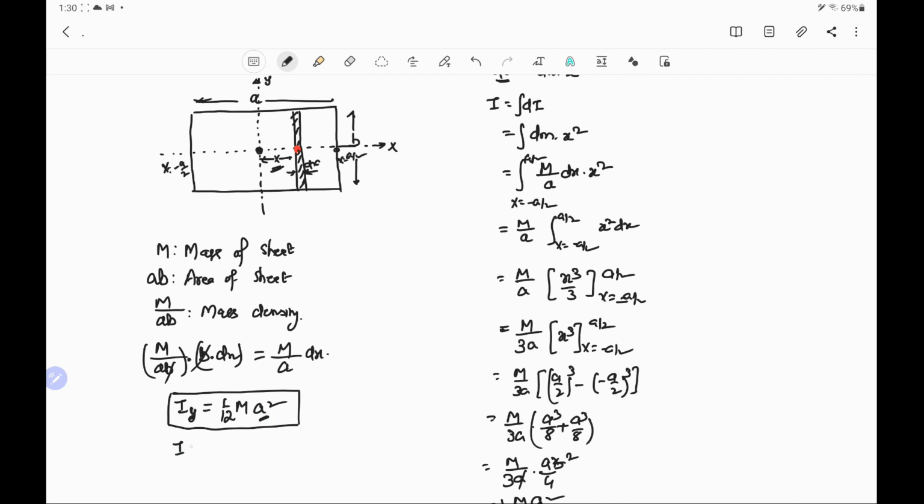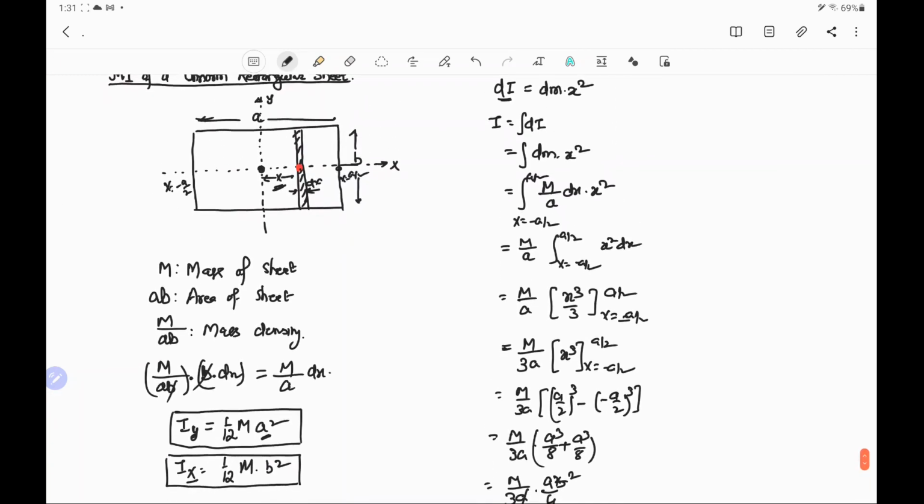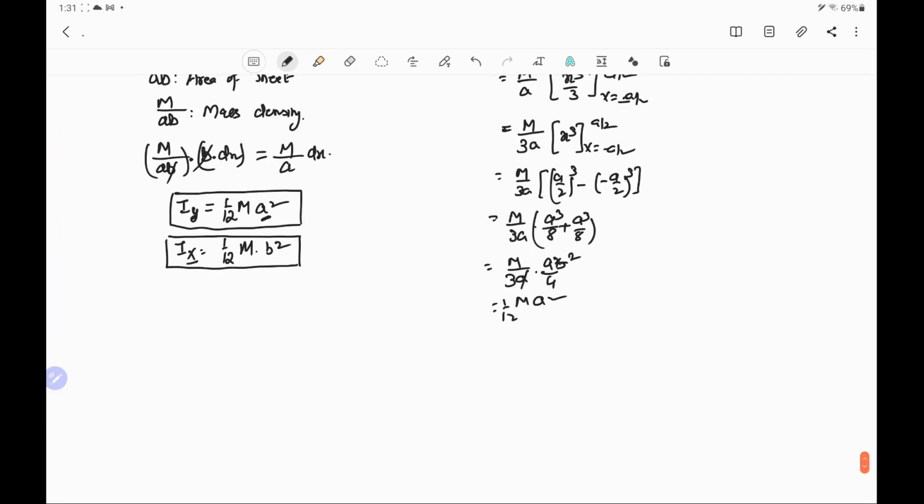If I have to find Ix, then by symmetry we can write it is 1 by 12 m into, because x is along the axis parallel to A, here we will take the other side, that is B square. So this is the moment of inertia of the rectangular sheet. Next, we will find the moment of inertia of the cuboid.